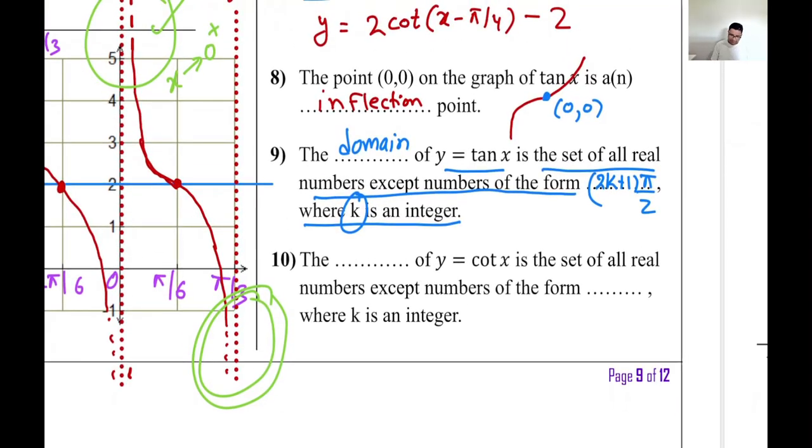And finally, we're talking about domain again. The domain of cot x is the set of all real numbers except the numbers of the form k pi where k is an integer.